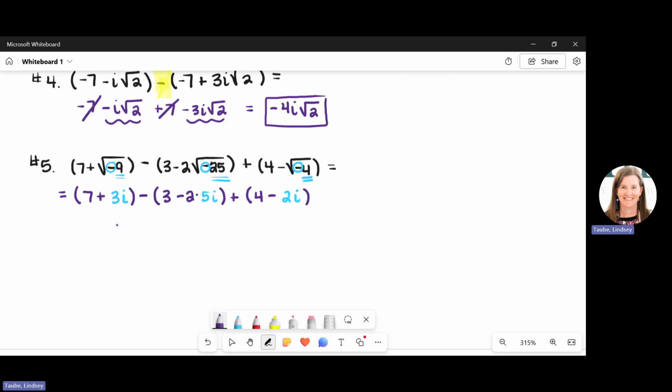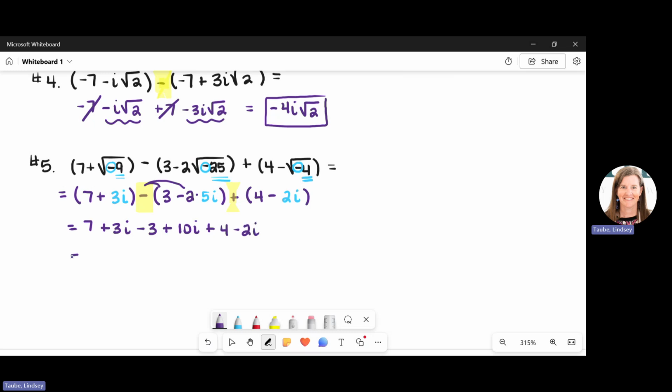All right, now with that, we can distribute any signs that we have in between our complex numbers. We have a minus there, we have a plus there, so we want to make sure that we distribute this subtraction that we have before that middle one here. So we would have 7 plus 3i minus 3, and then negative times negative is a positive, 2 times 5i would be 10i. Okay, and then keep the signs the same, plus 4 minus 2i.